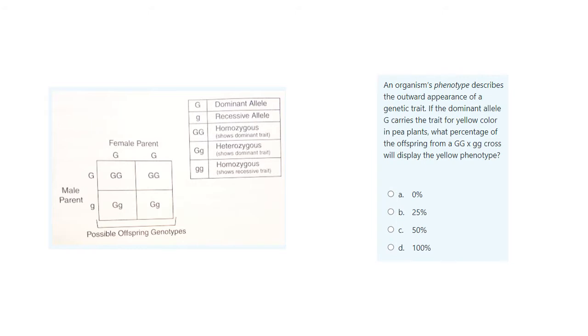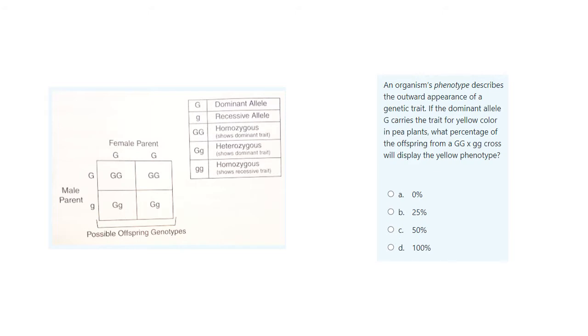And again, continuing with genetics, you might find this quite difficult, but I really encourage you to spend some time on this because these types of questions come up certainly in every practice paper that I've seen. And I guess that because they come up so often in the practice papers, they will also be coming up in the real exam. So an organism's phenotype describes the outward appearance of a genetic trait.